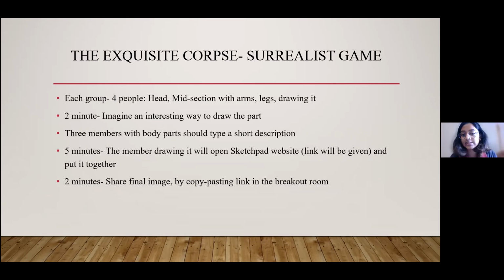We're going to be sending you this link to the Sketchpad website. When you open it, you'll be able to draw there. Once you're done drawing, just copy it and paste it in the breakout rooms. So you won't have to share the picture with everyone at the end.